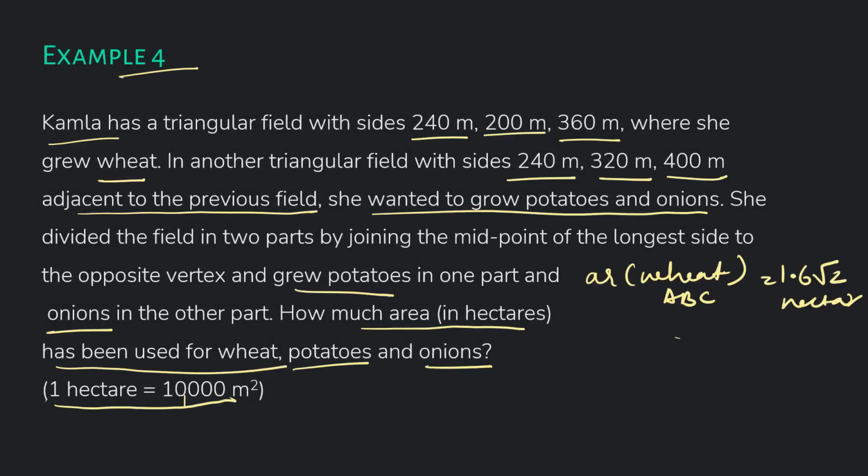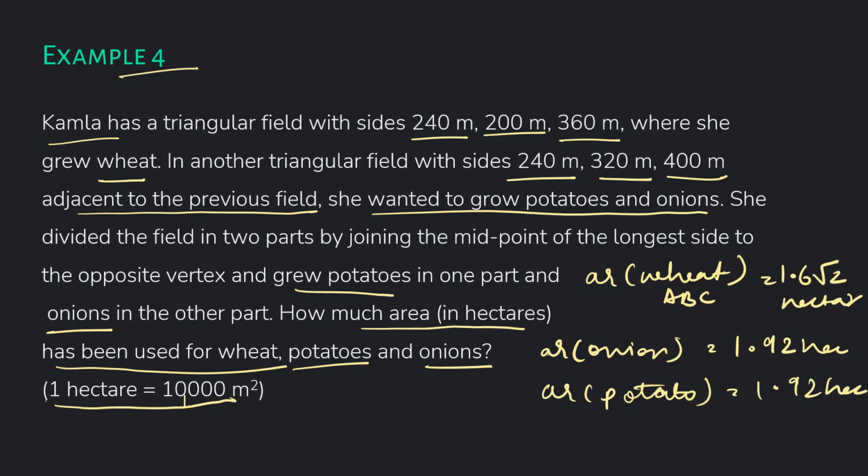So we'll just write our answer over here. Area on which onion is grown is coming out to be 1.92 hectare. And similarly, area on which potato is grown is coming out to be 1.92 hectare. And this is how we solve our problem.